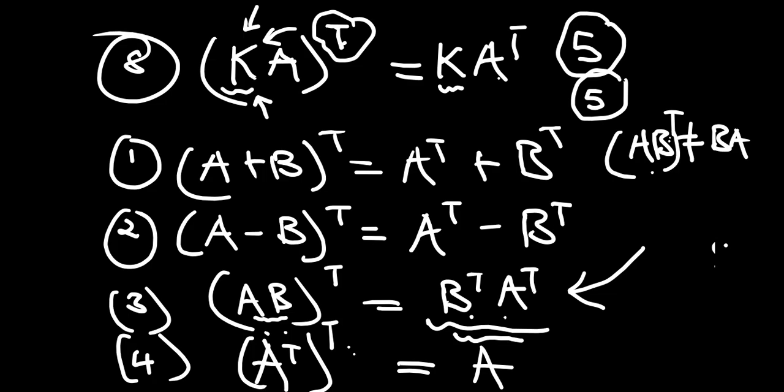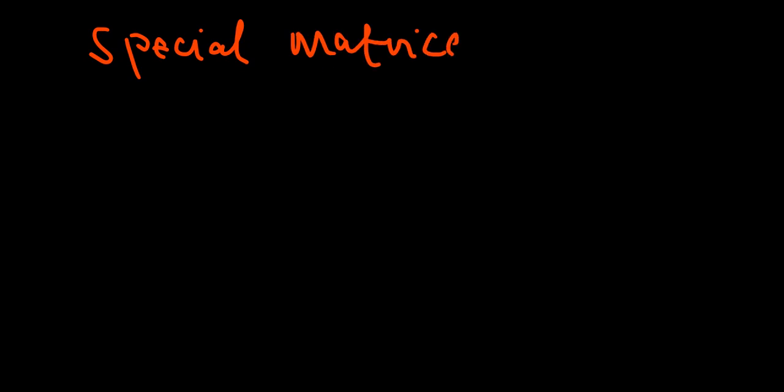Okay, so now let's look at some special matrices. We have a number of them, and we are going to talk about each one of them. So the first one that we're going to talk about is a square matrix.